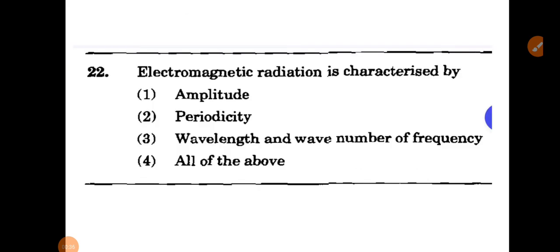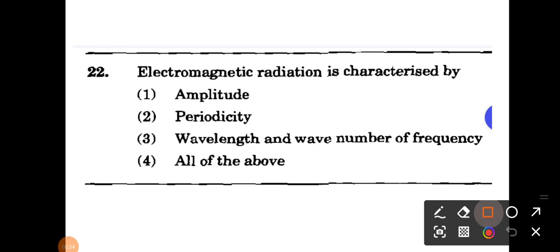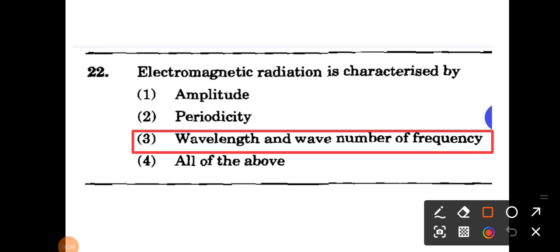So what is the question here? Electromagnetic radiation is characterized by, right? Your options are amplitude, periodicity, wavelength and wave number of the frequency, and all of the above. From all the options, which one is relevant to us? That is nothing but the wavelength and the wave number of the frequency, right? So that is the answer.